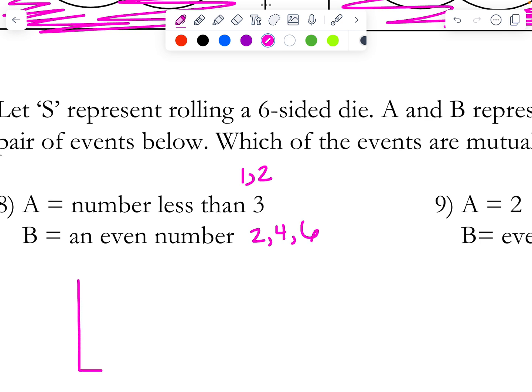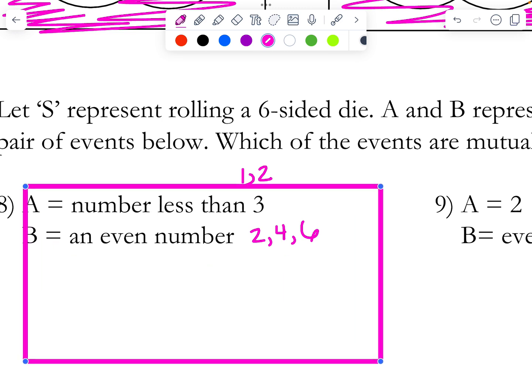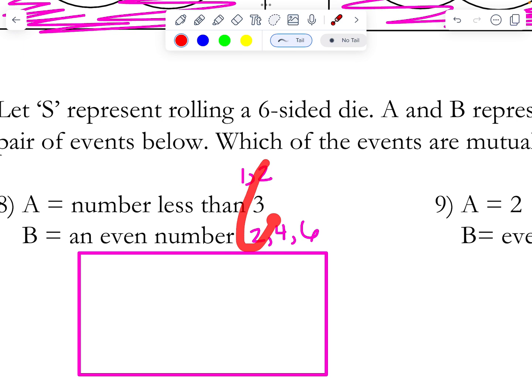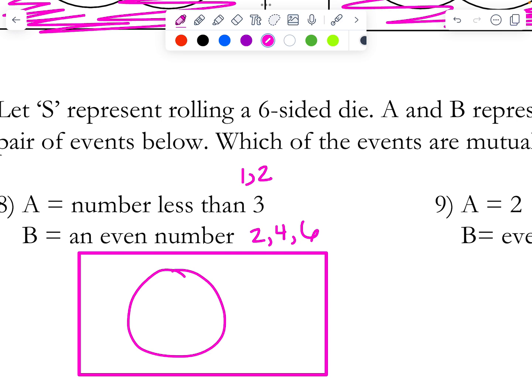So I'm going to draw my sample space. Here's my rectangle, and then I draw my 2 circles. Now I want to think about, do they intersect? They should intersect because they intersect at 2. You know what? I'm going to do that over again.